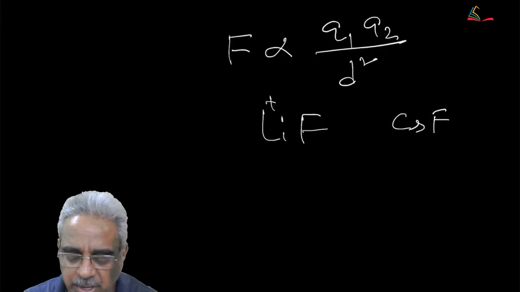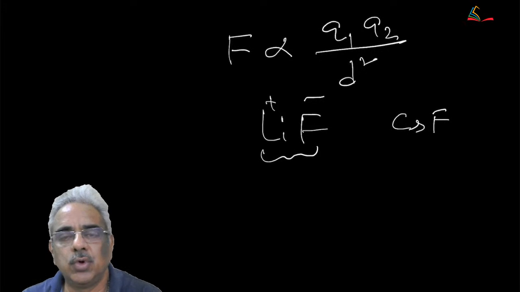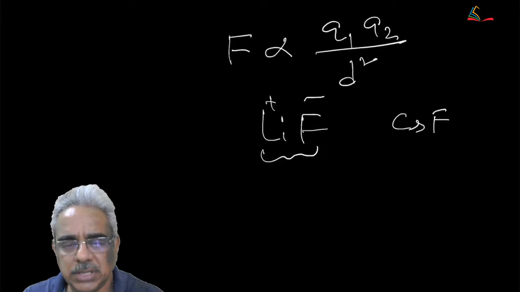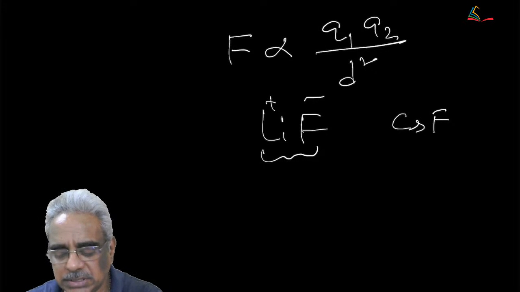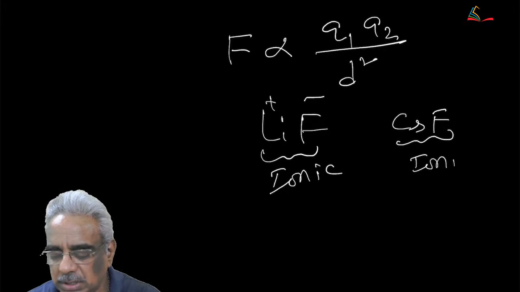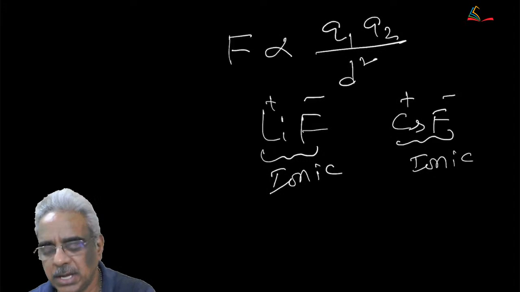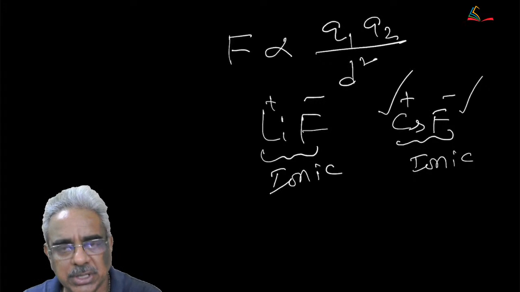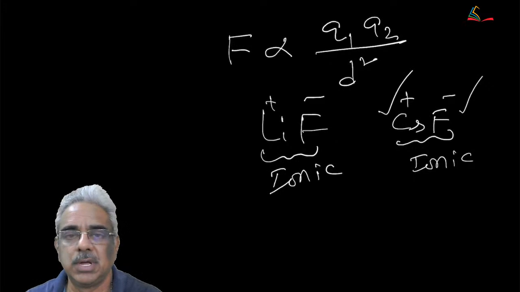Lithium fluoride is a very good ionic compound because the electronegativity difference is too much. Fluorine is 4.0, lithium is approximately 1.0. Since there is a good electronegativity difference between lithium and fluorine, you can definitely say this is ionic. At the same time, cesium fluoride is also a very good ionic compound because cesium plus and fluoride minus, a big cation and a small anion, almost rule out polarization. If polarization is not there, it will be more ionic in nature.